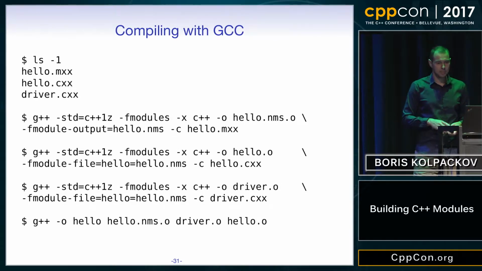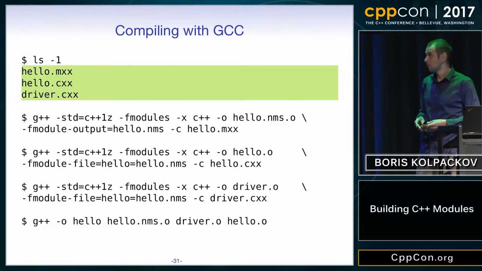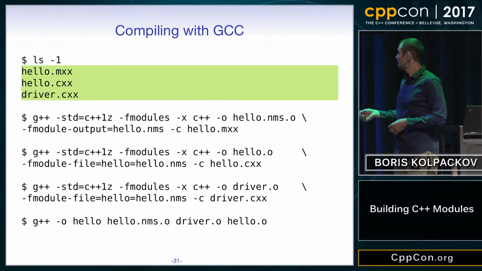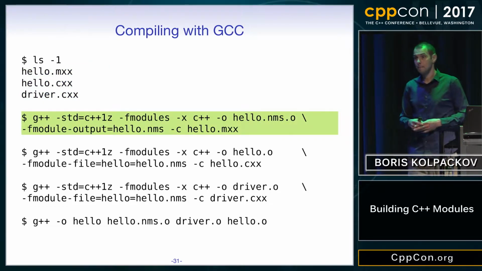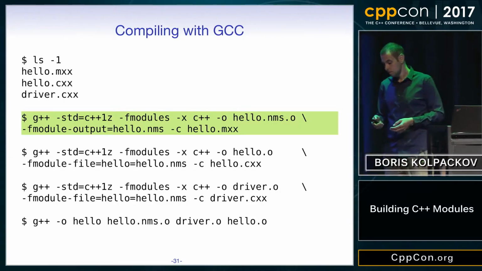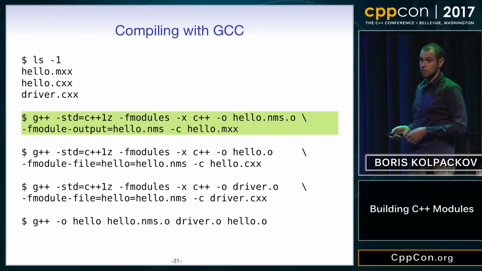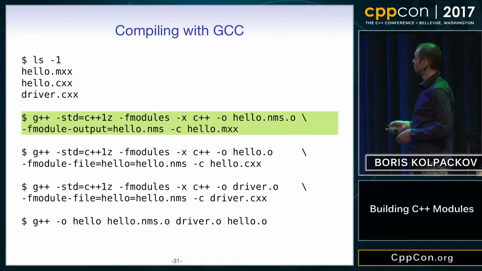But it's not that bad. So let's start with GCC. Just to recap, we have 3 files: interface unit, implementation unit, and a consumer. The first thing we do, we compile the interface unit to produce the binary module interface, BMI. Here in GCC, it has the NMS extension for the time being, might still change. So here we use the option to specify where to put this binary module interface file. Notice something else. Besides the binary interface file, we also get an object file.